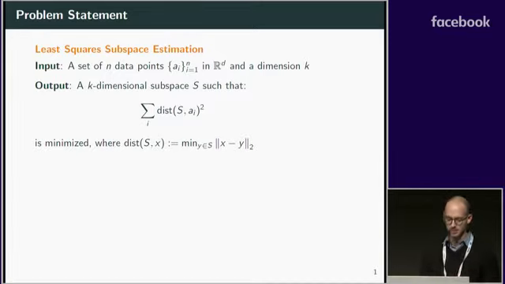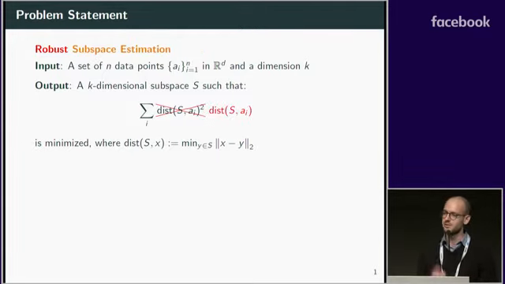So this is a classic problem, and we're going to study one robust version of this problem. We're going to replace the squared term with just the distance. So we're minimizing the sum of distances to our subspace.